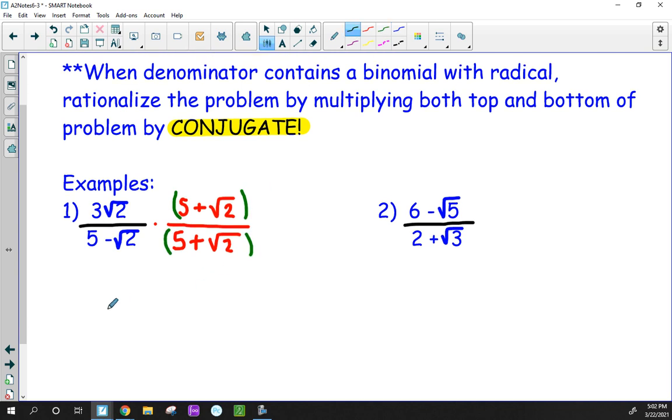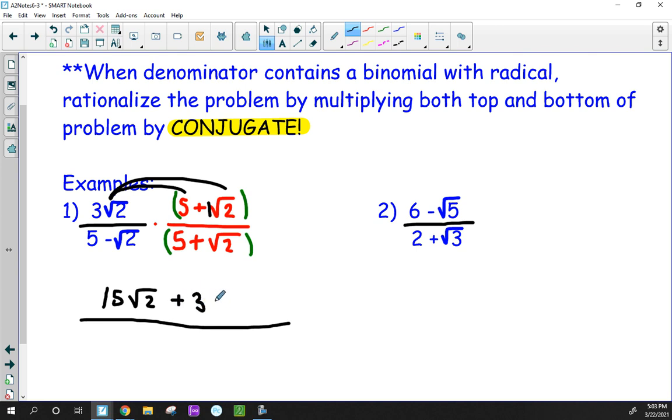Okay, to continue, you're going to notice the numerator has 1 term here and 2 terms here. So you're going to multiply by using the distributive property. 3 radical 2 times 5. 3 times 5 is 15. You'll drop that down. And then you'll drop down square root of 2. Next, 3 radical 2 times positive radical 2. Well, 3 times 1 is 3. And then the square root of 2 times itself is actually the square root of 4, but the square root of 4 simplifies to just 2. So you'll do like 3 times 2.